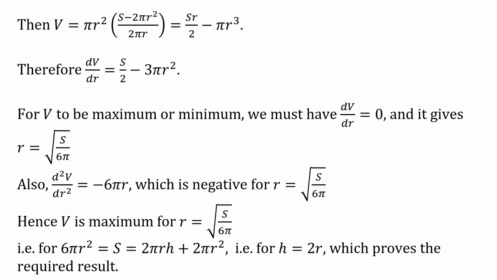That is, for 6 pi R square equals S equals 2 pi RH plus 2 pi R square, that is, for H equals 2R, which proves the required result.